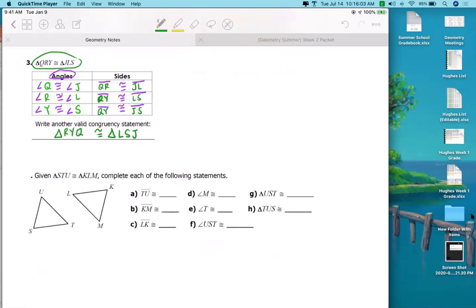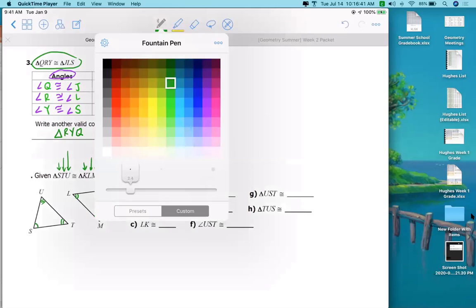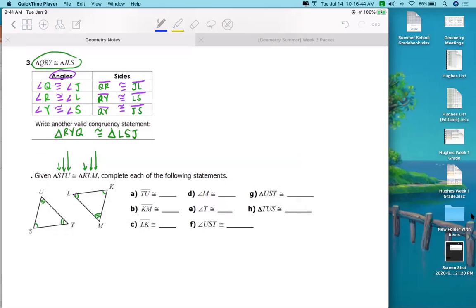Let's look at the bottom question. If I have given STU is congruent to KLM, then I'm gonna go around my triangle and do my curve marks. Remember, you can do 1, 2, 3 curves. So if I do S and K, I'm gonna put 1 curve mark. And then T and L, I'm gonna do 2 curve marks. And last one, I'm gonna do 3 curve marks. Okay. And we're gonna go around the triangle to put my tally marks.